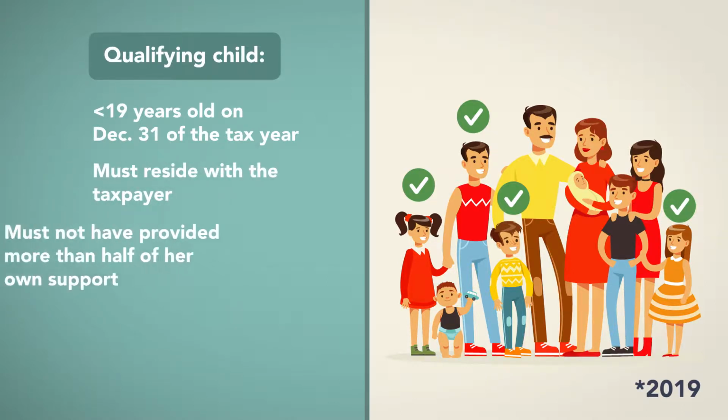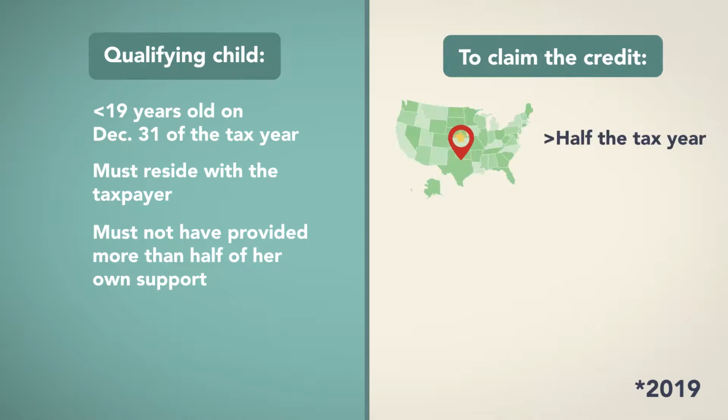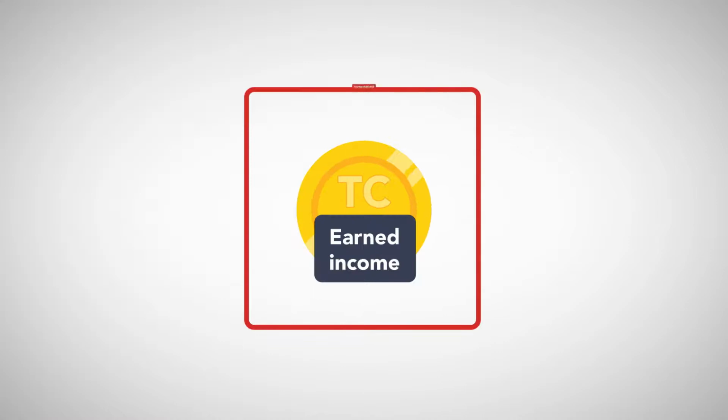A qualifying child must be less than 19 years old on December 31st of the tax year, must reside with the taxpayer, and must not have provided more than half of his or her own support. The taxpayer claiming the credit must live in the United States for more than half the tax year, must be over age 25 and under age 65, and must not be a dependent of another taxpayer. This credit is income restricted.